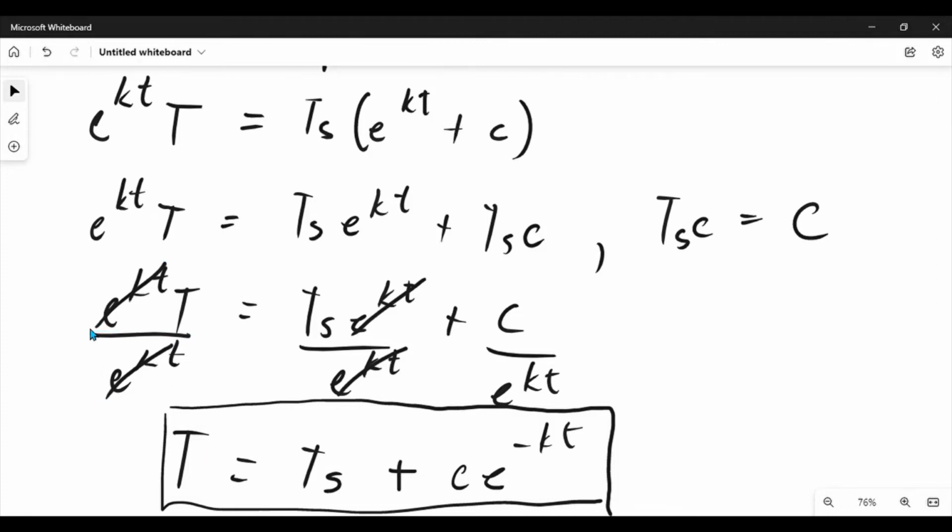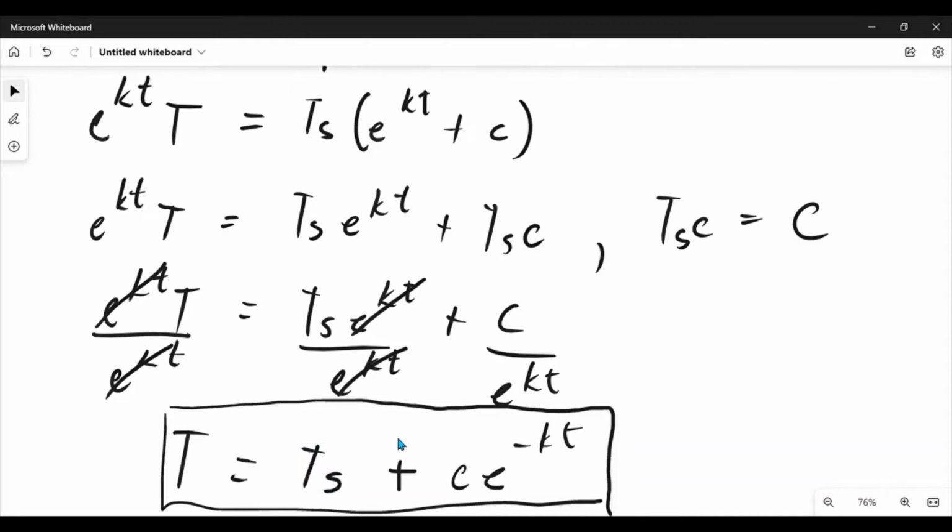You can cancel out your e raised to kt in the numerator and e raised to kt in the denominator. And on the other side of the equation, you can also cancel out your e raised to kt in the numerator and e raised to kt in the denominator. So what remains is your T sub s.